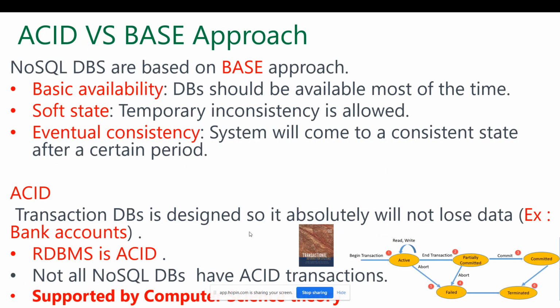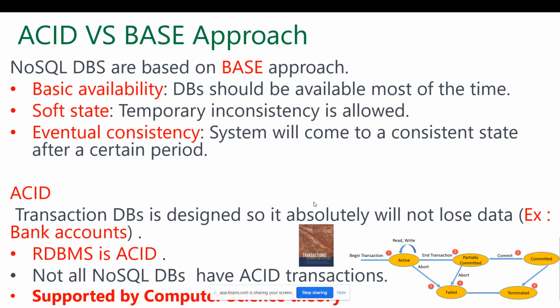In NoSQL databases, we have the BASE approach. BASE means basic availability: the DB should be available most of the time. Soft state: temporarily, there will be inconsistency in the NoSQL database. Eventual consistency means that the system will come to a consistent state at the end, after a certain period. So this is the BASE approach of NoSQL databases. ACID is taken from relational database theory, and it means that a transaction in the database will be either written or not. It's called ACID. Some NoSQL databases support ACID transactions, but then transactions become very, very slow.